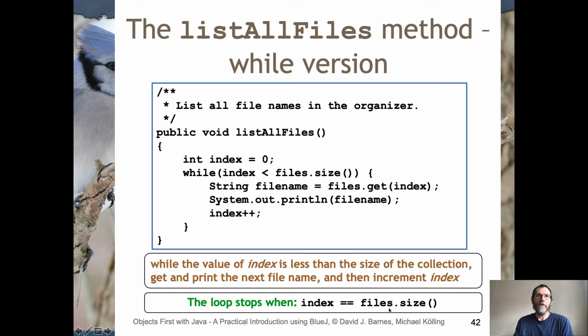So we enter the body of the loop, we make a get call using the current index on the collection, store the result in a local variable, process the file name, which simply involves printing it out, and then finally inside the body of the loop, that very important step where we increment the value of the index so that the next time around when we come to check the condition, we're gradually increasing index so that it will ultimately become equal to files.size, and therefore the loop will terminate.